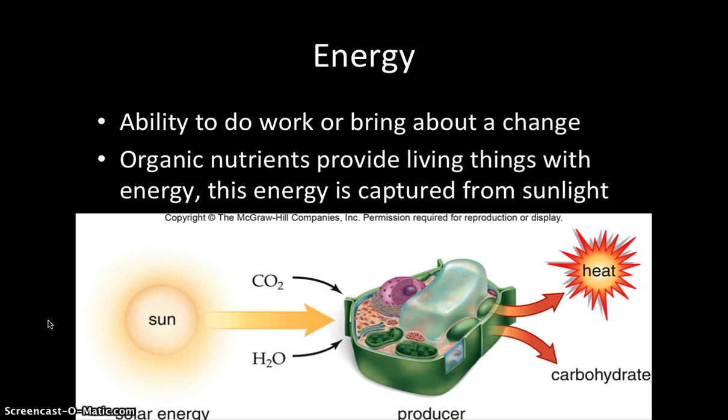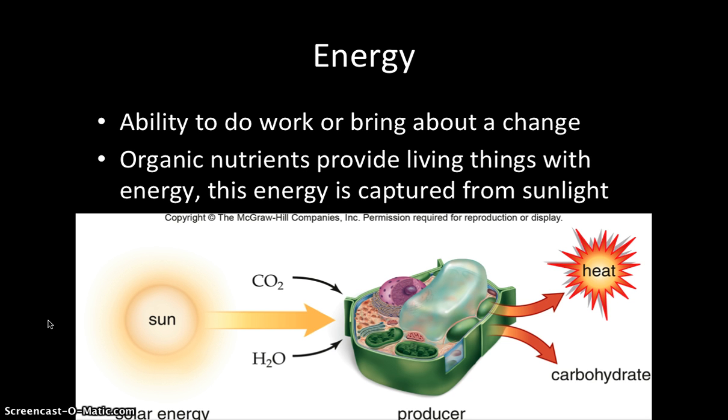So chapter 6 was kind of complicated and we didn't really talk about it very much, so I wanted to go over it with you guys again. And it starts off with cells and the flow of energy. So it starts off by defining energy as the ability to do work or bring about a change. So energy is anything that gets the job done.